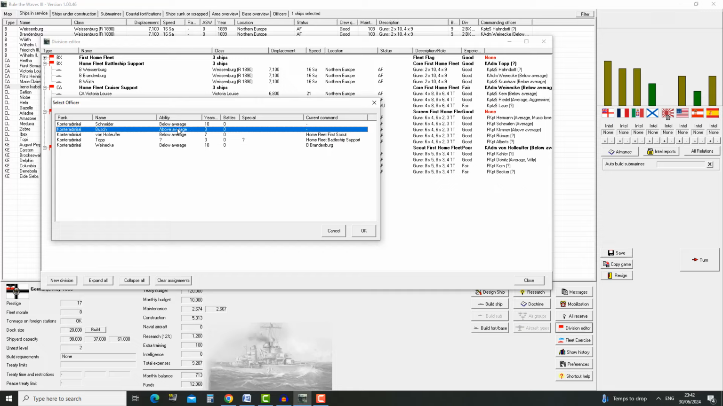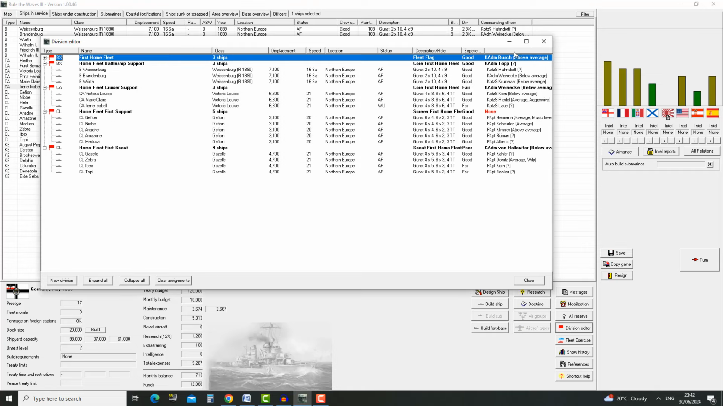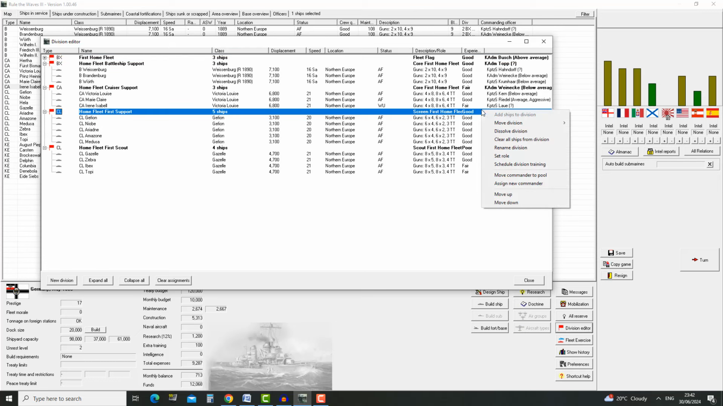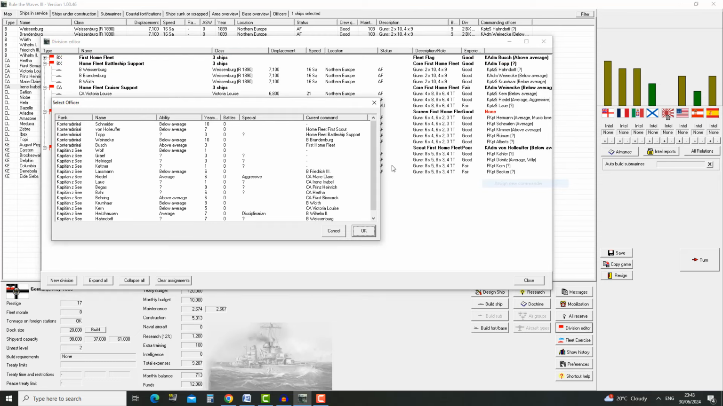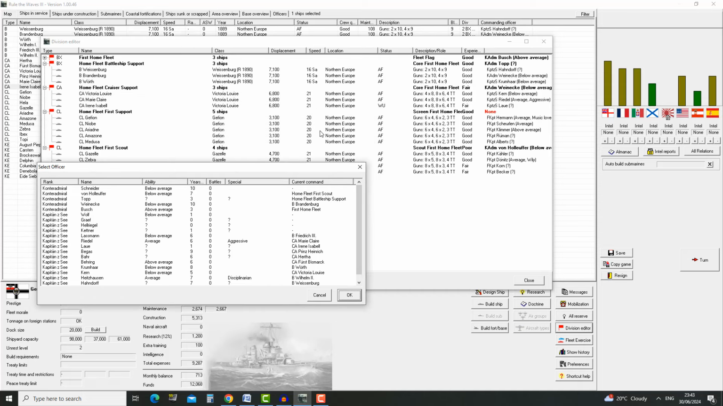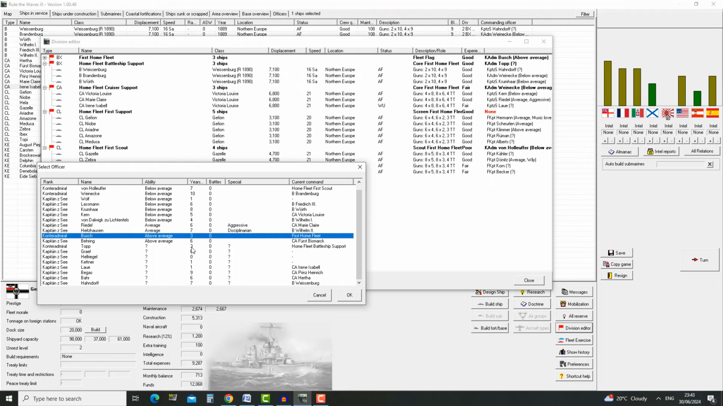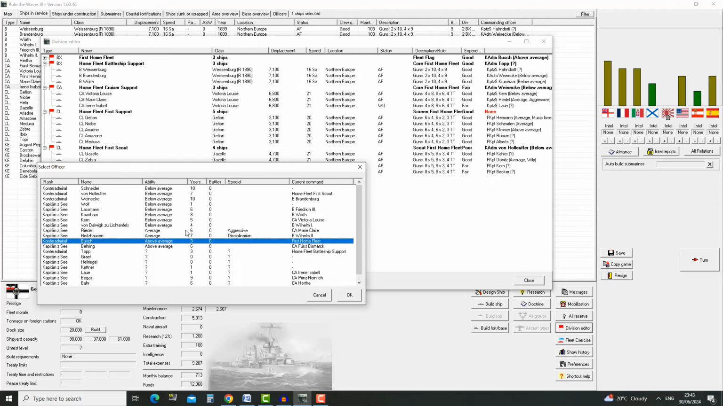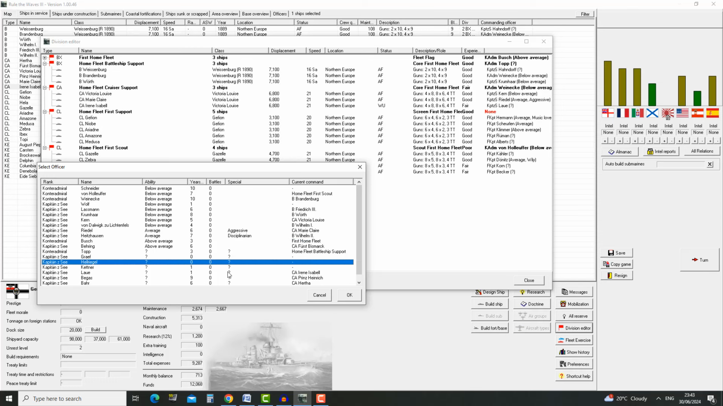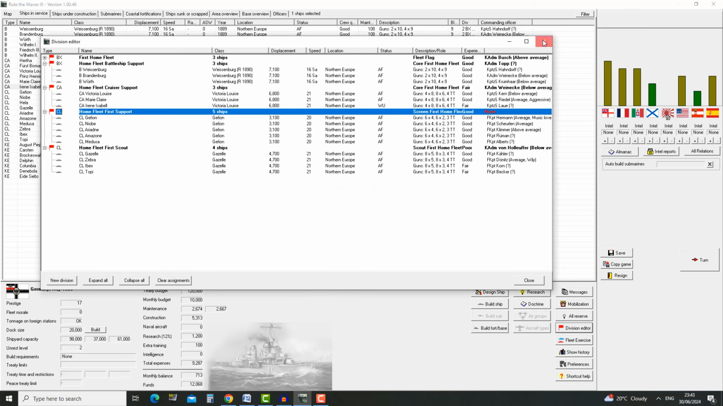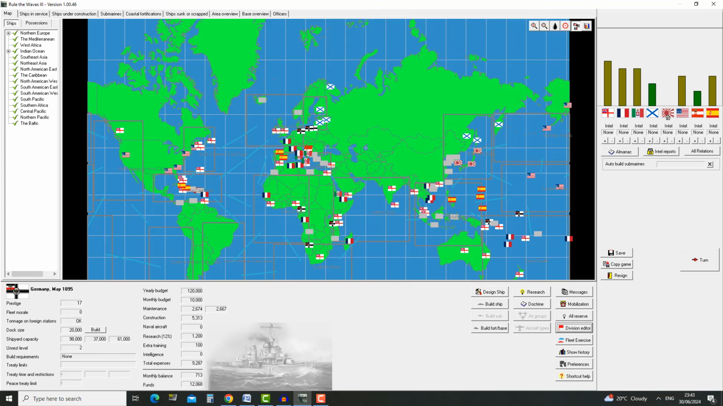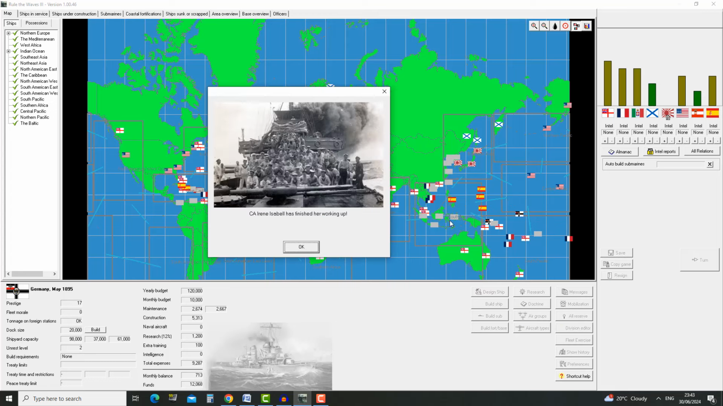Wow. Okay, you are free, so we can put you in command of the 1st Home Fleet. So I'm going to do that so that we have you commanding these. And who can we put in command of the Home Fleet Support? Anyone with above average ability available? No. Not even average. Okay, let's not bother with that at this point. So let's end the turn.